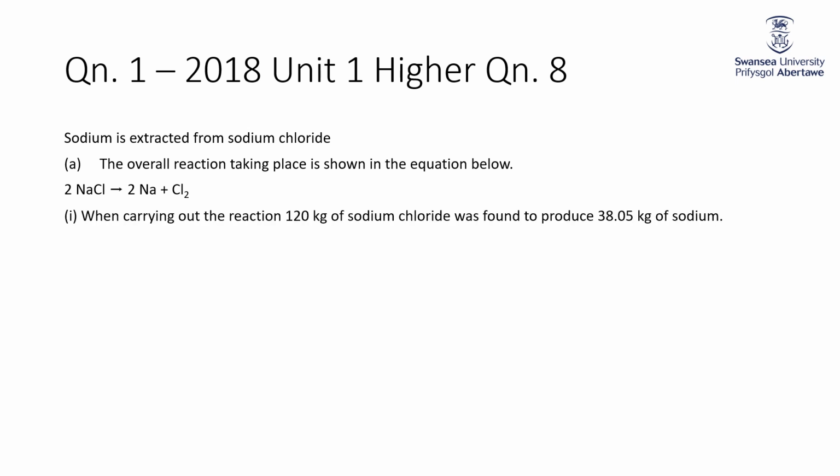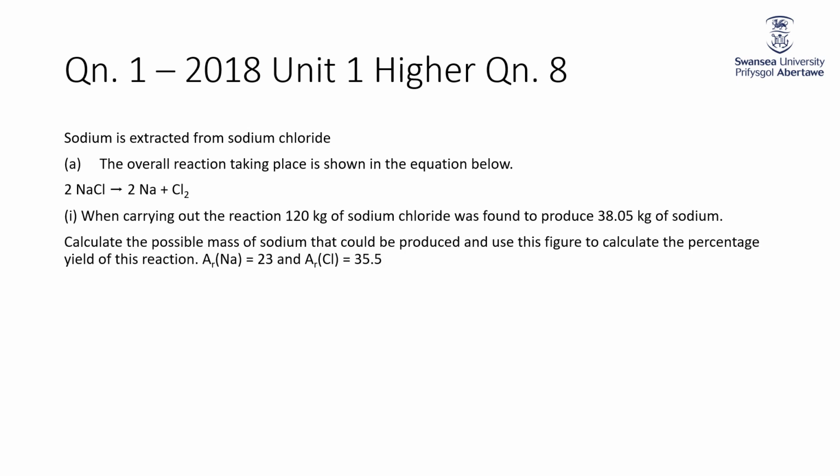When carrying out the reaction, 120 kilograms of sodium chloride was found to produce 38.05 kilograms of sodium. So we're asked to calculate the possible mass of sodium that could be produced and use this figure to calculate percent yield.